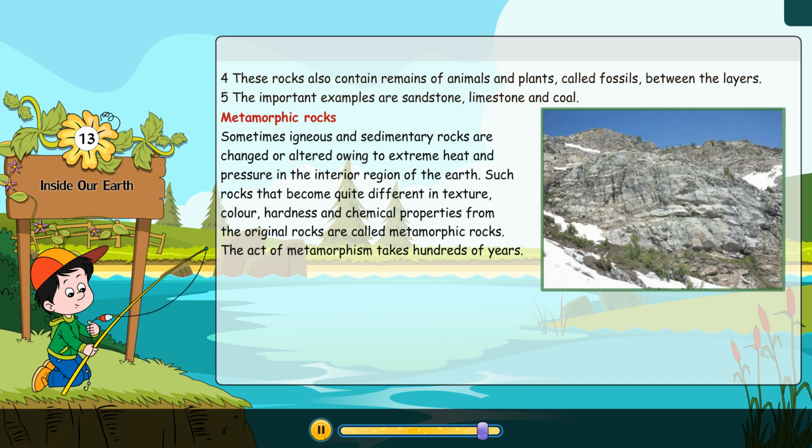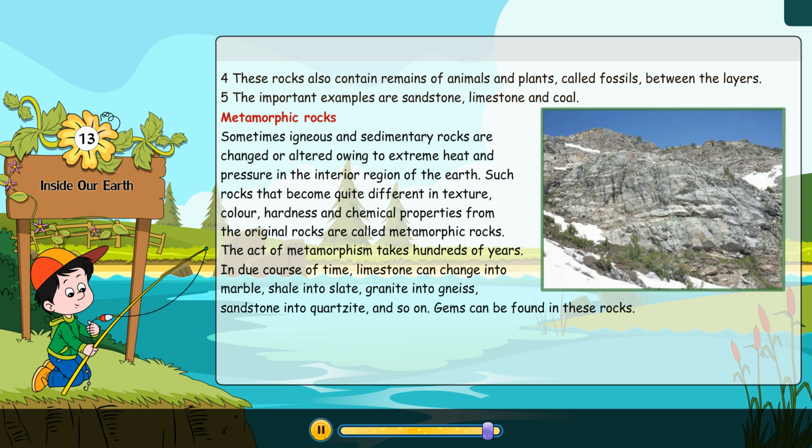The act of metamorphism takes hundreds of years. In due course of time, limestone can change into marble, shale into slate, granite into gneiss, sandstone into quartzite, and so on. Gems can be found in these rocks.